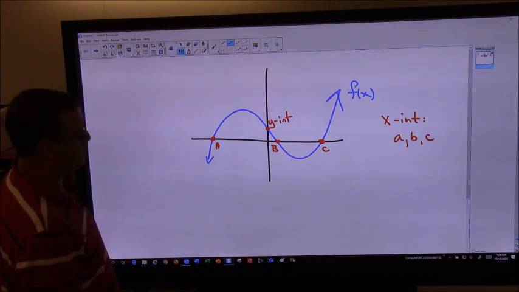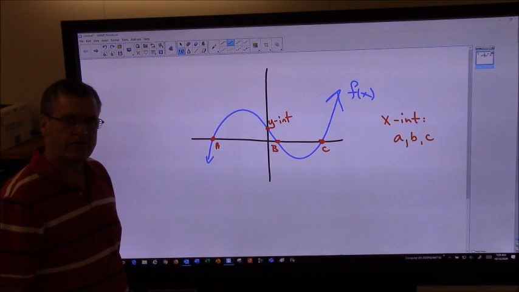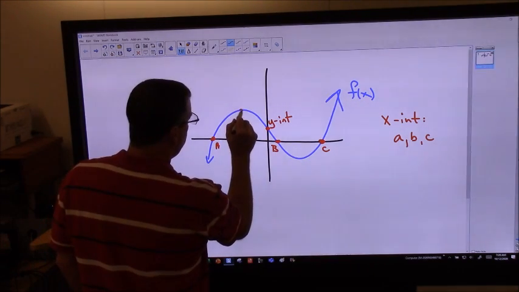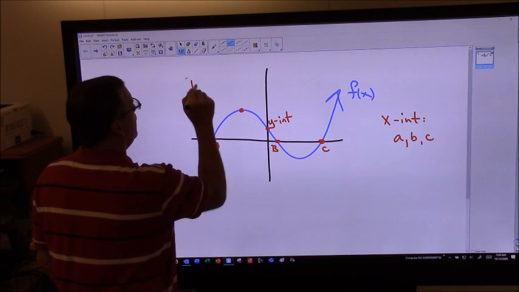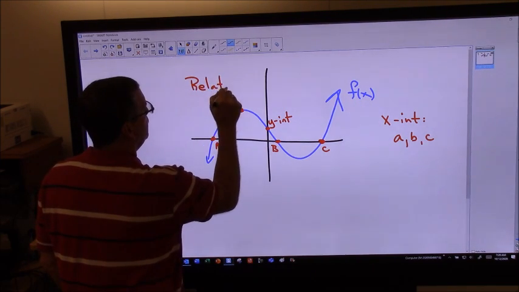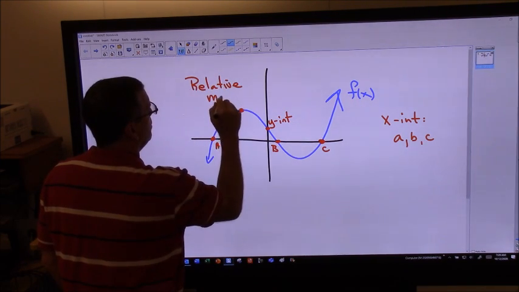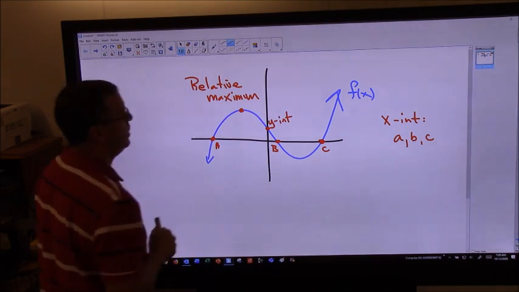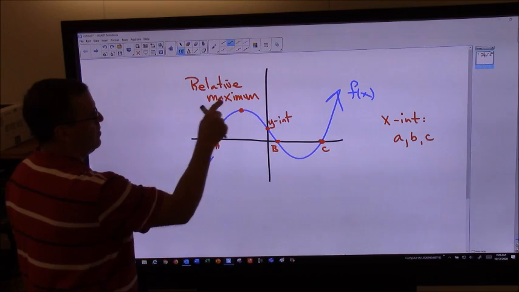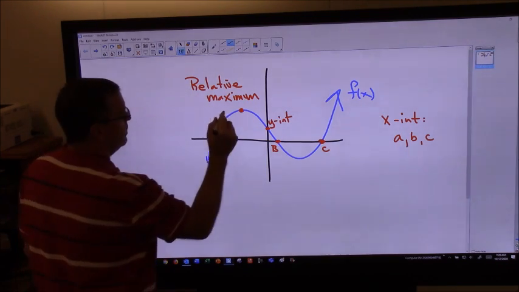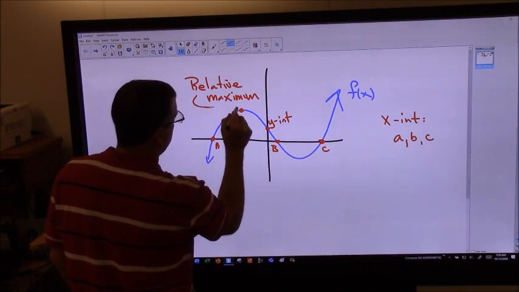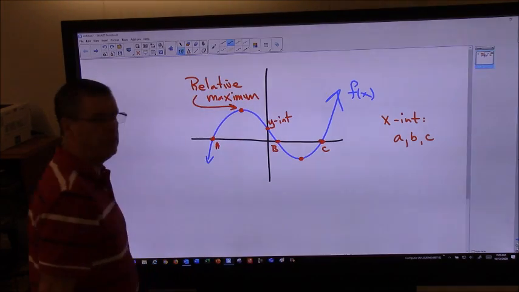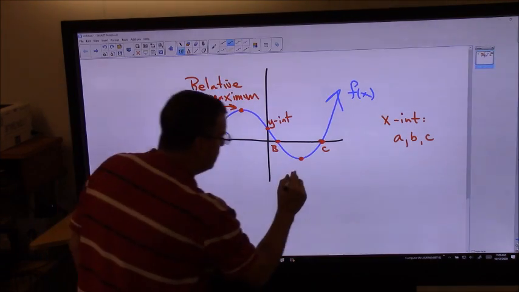We also have what's called a relative maximum and a relative minimum. This point right here is a relative maximum, which usually I'm just going to abbreviate as RELMAX. Okay? That's that point right there. And this right here, as you can imagine, is a relative minimum.